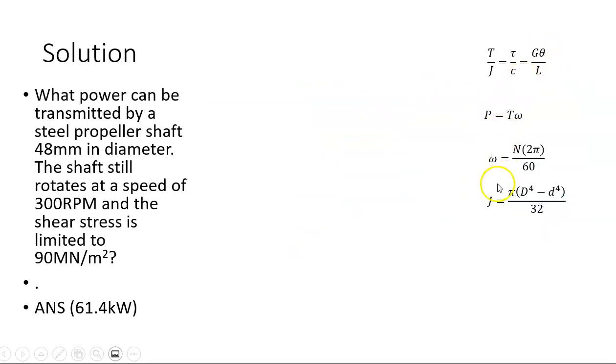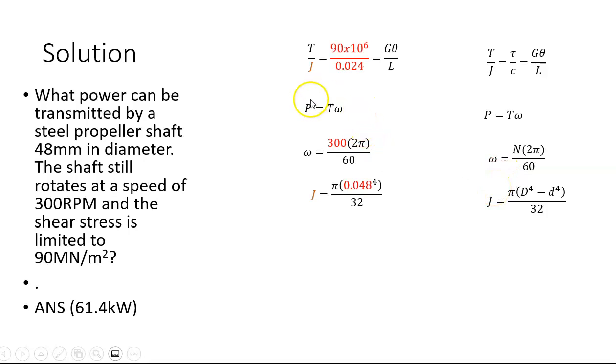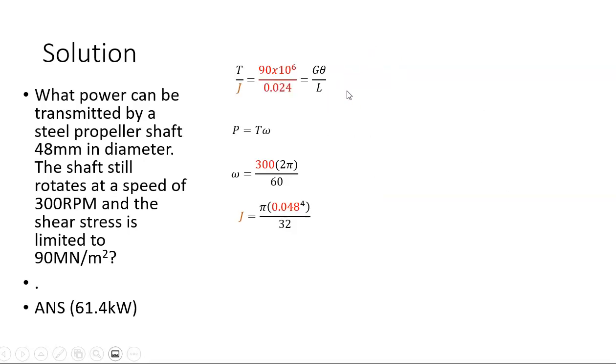So these are the formulas that we use, and I'm just going to populate them with information we have from the question. So we have 48 millimeters for the diameter, the shaft rotates at 300 rpm, and the shear stress is 90 meganewtons. If the diameter is 48 millimeters, then the radius C here is 24 millimeters. Okay, so when I put those values into the calculator, I got J to be equal to 521 by 10 to the power minus 9 meters to the power 4.